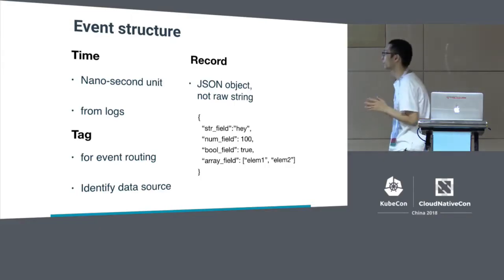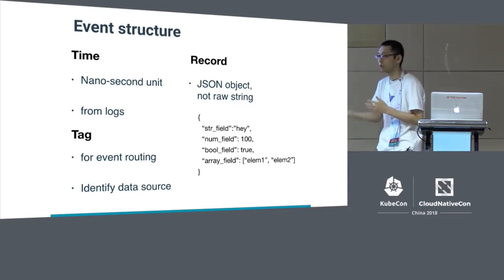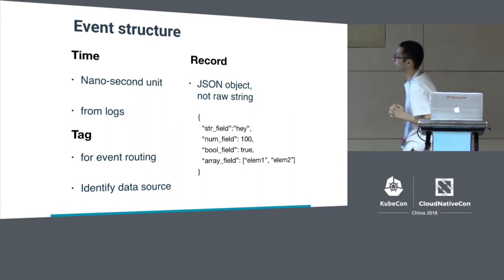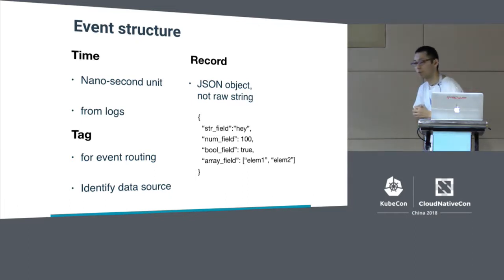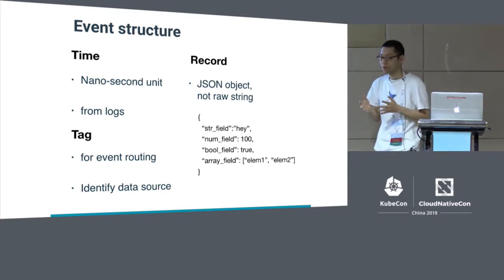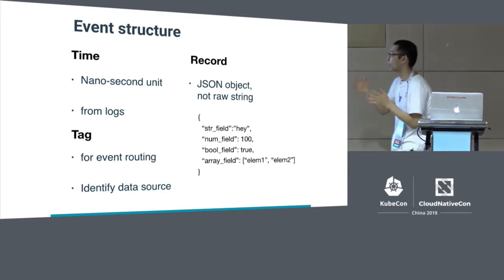Because currently there are many systems that can accept JSON objects natively, for example, Elasticsearch or other web services. And a JSON object is easy to mutate for data filtering, and easy to convert to other formats. So Fluentd uses the JSON object for the event record.